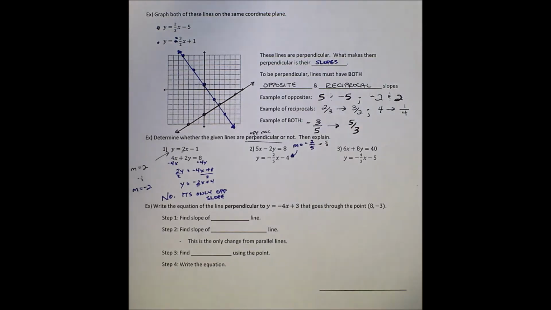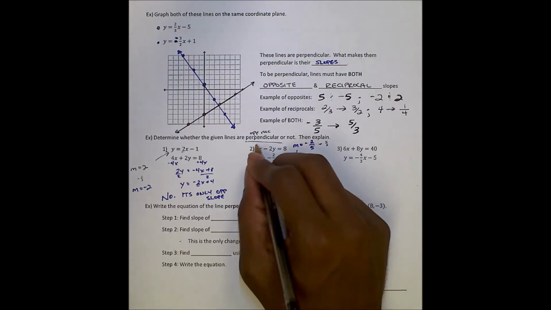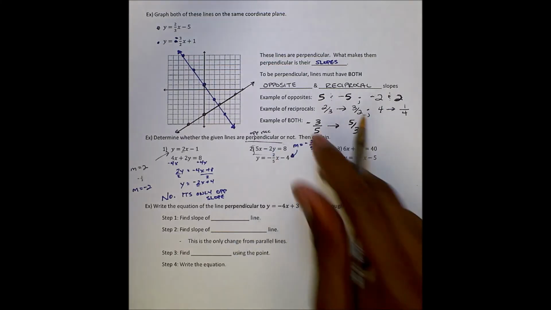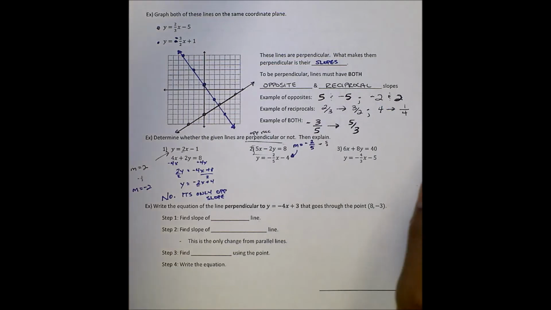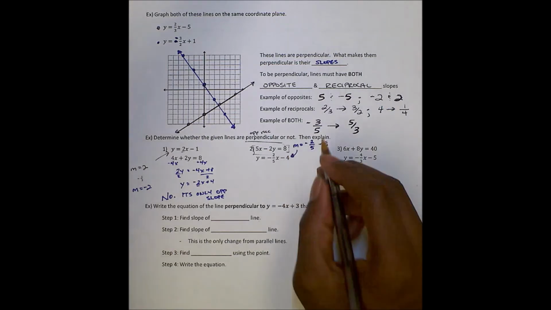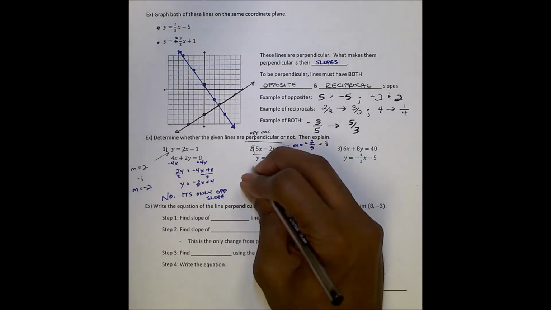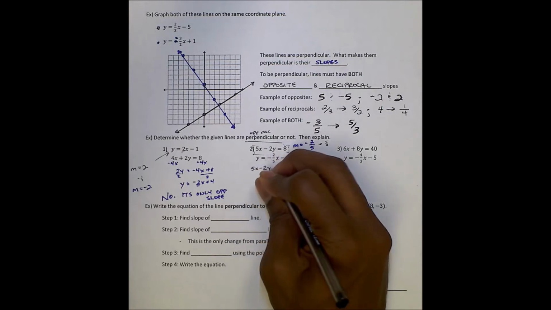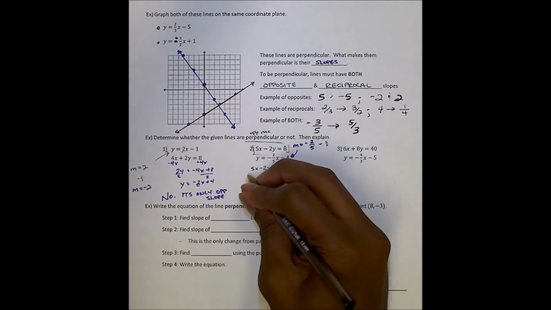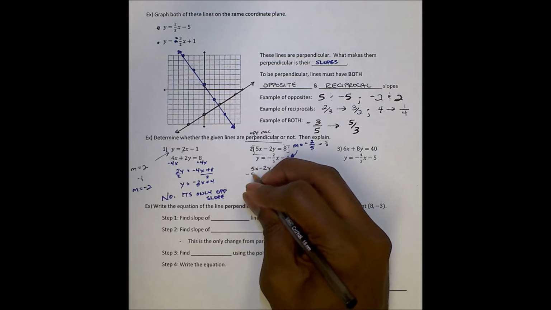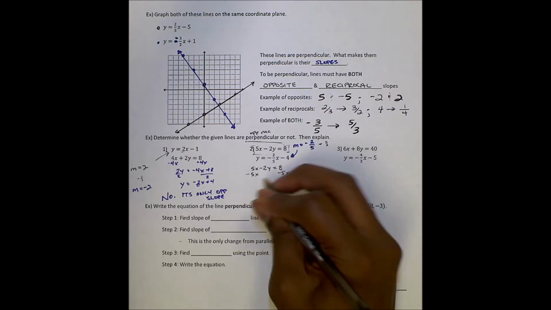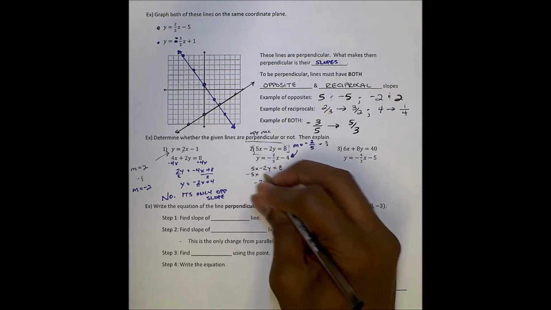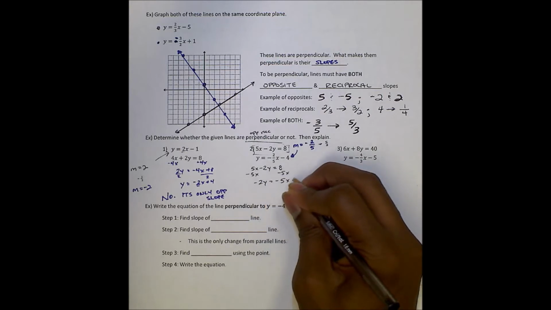Okay, so now I'm going to solve this problem. I'm just trying to figure out what the answer is. So I'm going to go through here. 5x minus 2y equals 8. I will subtract 5x from both sides. So I have negative 2y equals negative 5x plus 8.